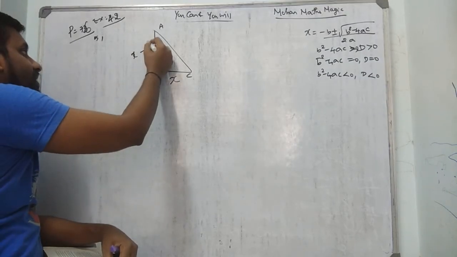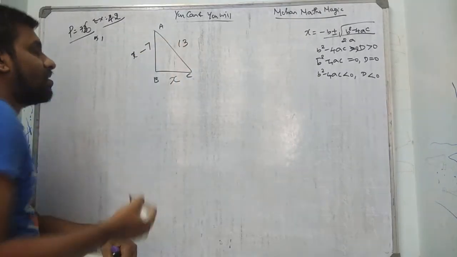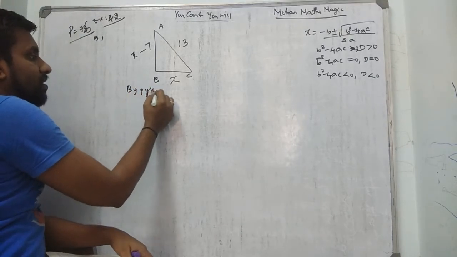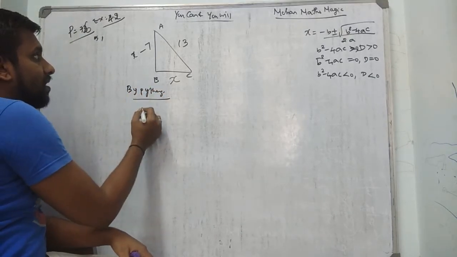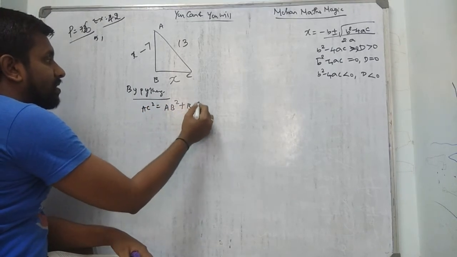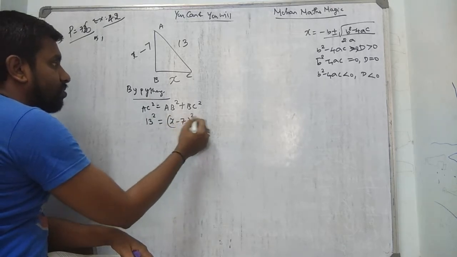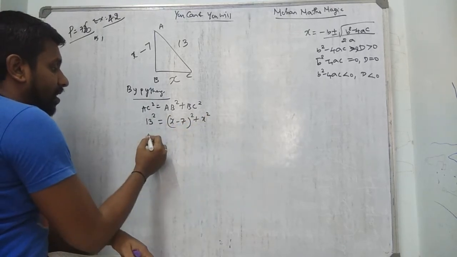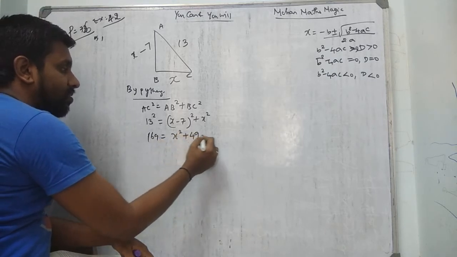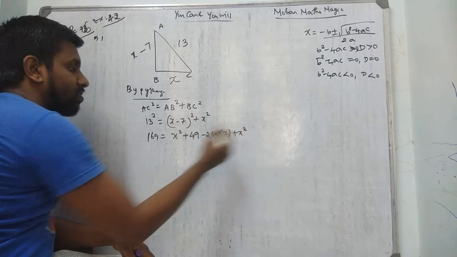So x minus 7, it is 7 less than this. How much hypotenuse have they given? 13. Now, normally by Pythagoras theorem, you get AC square equal to AB square plus BC square. So 13 square equal to x minus 7 the whole square plus x square. Normal expansion: a square plus b square minus 2ab, plus x square.